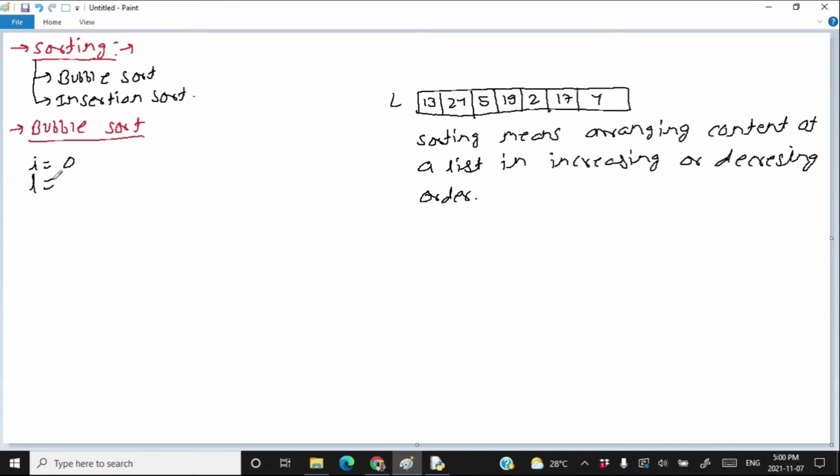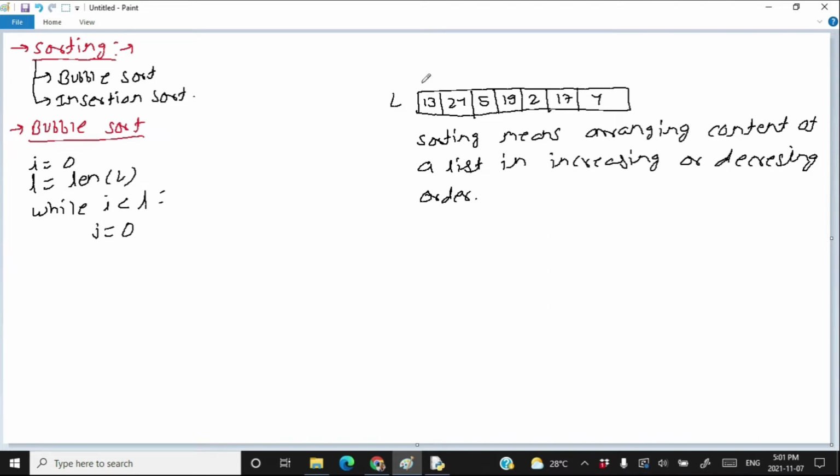Let's create another variable l which stores the length of the list, len(L). Now let's use a while loop. While i is less than l, that means my i will start from 0 and go up to the last index of the list. So if i is less than l, create another variable whose name is j and initialize it to 0.